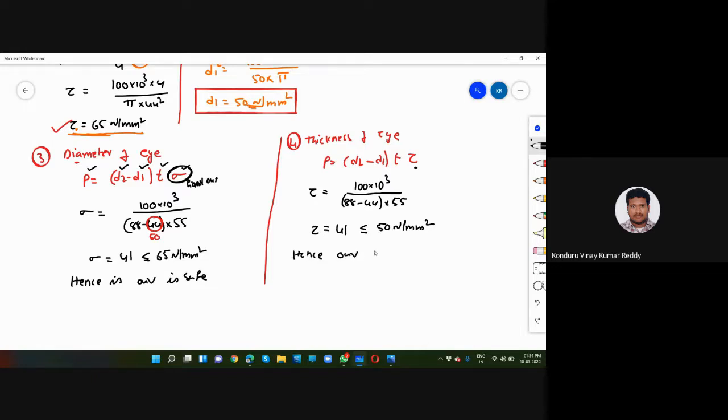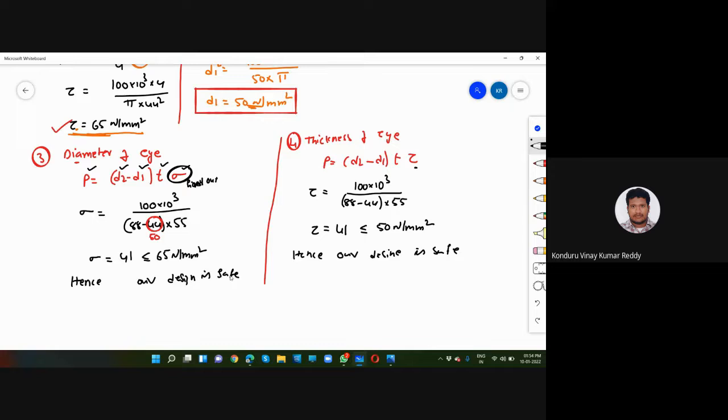Hence our design is safe. Here also our design is safe.